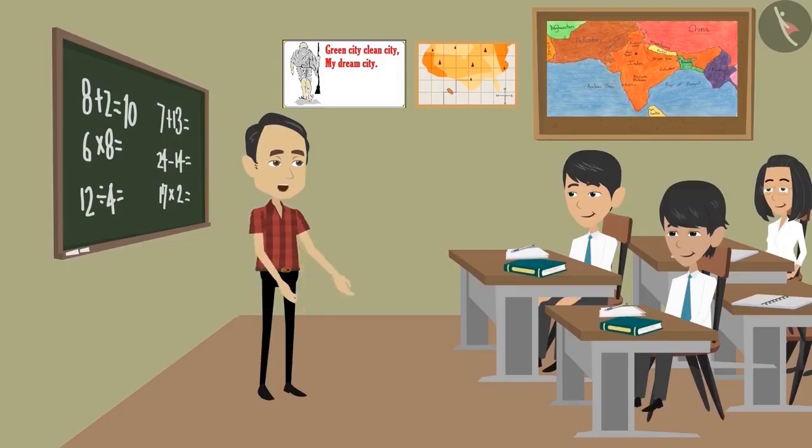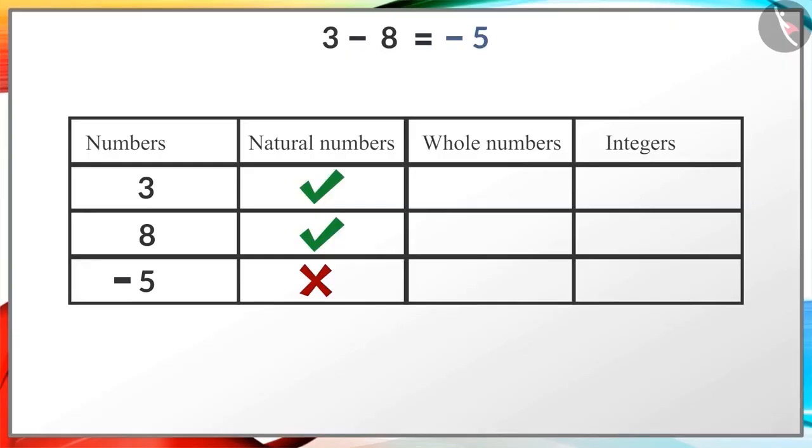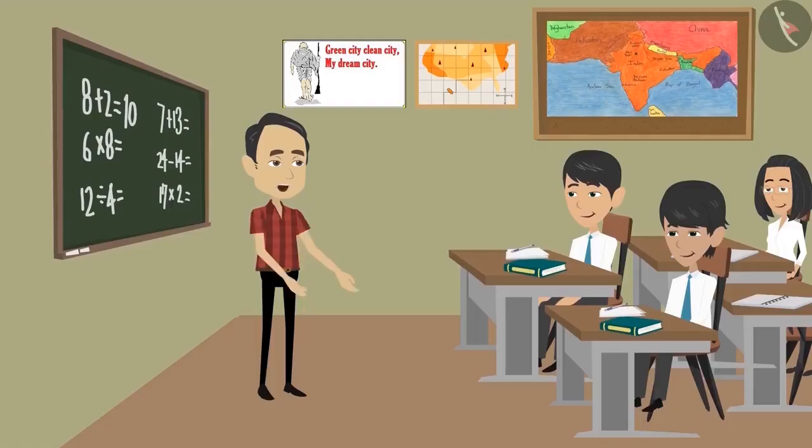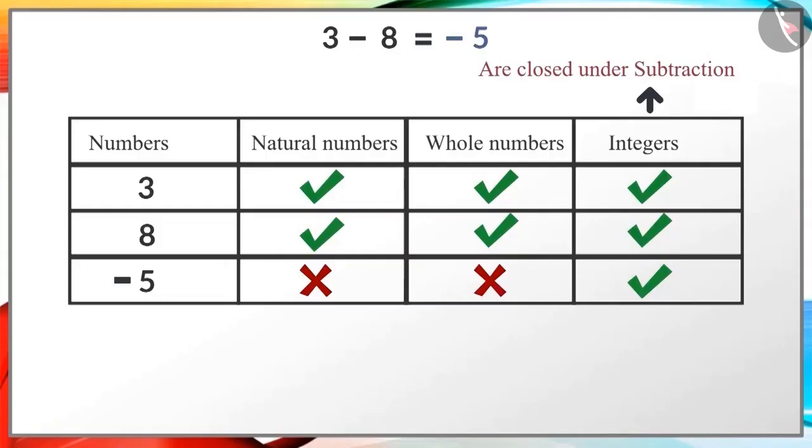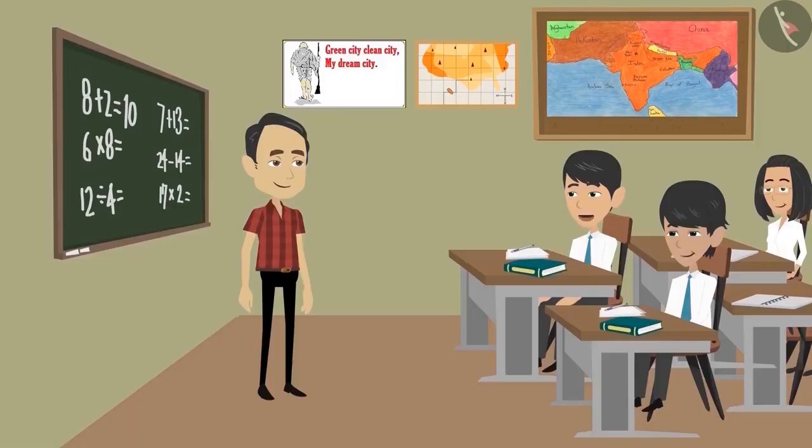Yes, Mohan. Can you find out the same about whole numbers and integers using this method? Yes, sir. Even whole numbers are not closed under subtraction. Well done, Mohan. You have answered it correctly. Children, you may also remember what you had studied in the last class about integers. Integers are closed under subtraction. Sir, do rational numbers have the same property as integers?